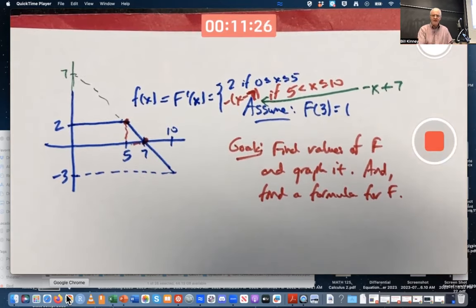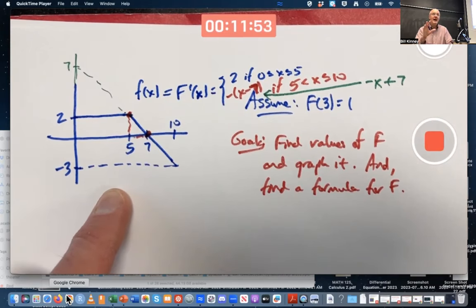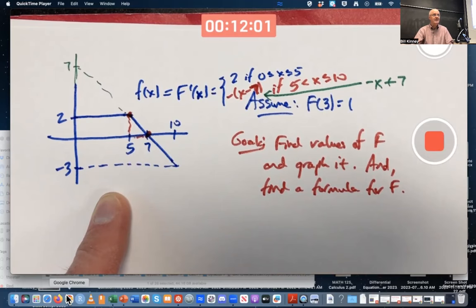Here we have a graph. We can easily find values of the integral by thinking about areas because we've got straight lines. If these were curves, it would be harder. You'd have to be given the areas, like you had in some homework problems. But here we can figure out the areas pretty easily.